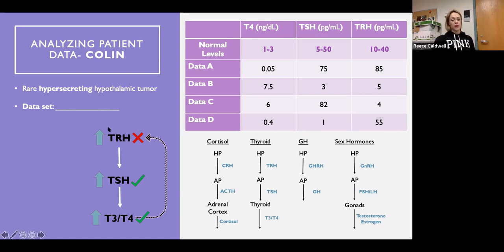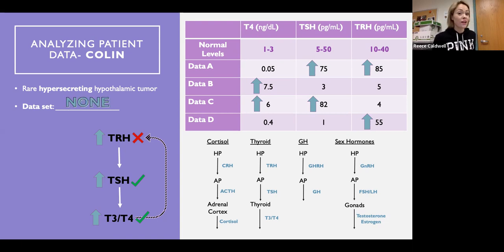So now we can compare our levels to the normalized data. So this first column and row is our normalized data. So we see that we have increased levels of TRH. So anything above 40, we have 85 and 55. We have increased release of TSH, so increased levels of TSH. So anything above 50, we have 75 and 82. And we also have increased release of thyroid hormones. So anything above 3, 7.5, and 6. So whenever we try and compare Colin to one of these data sets, we can say that he matches none. He matches none of these data sets.